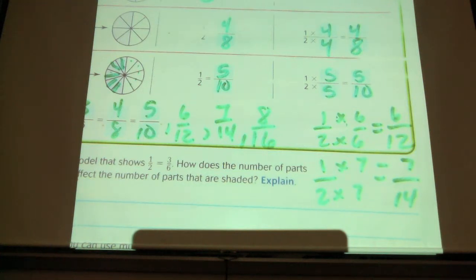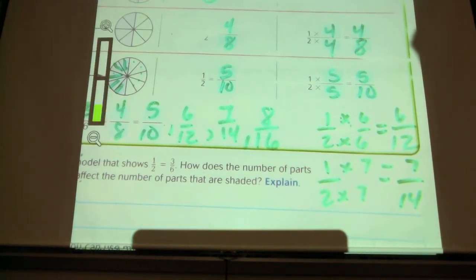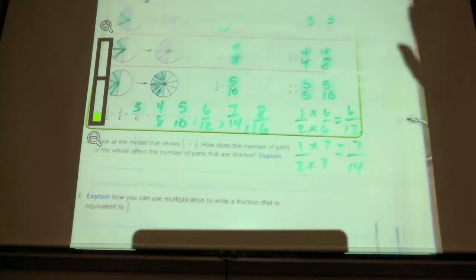Yes. 50 cents is half of $1, right? 50 over 100 is 50 cents, it's half of $1. So I can make my equivalent fraction up to the billions. I can say 500,000 over 1,000,000. That equals a half. Whoa. Because 500,000 is half of 1,000,000. 50 million. So you can do an infinite amount of equivalent fractions.